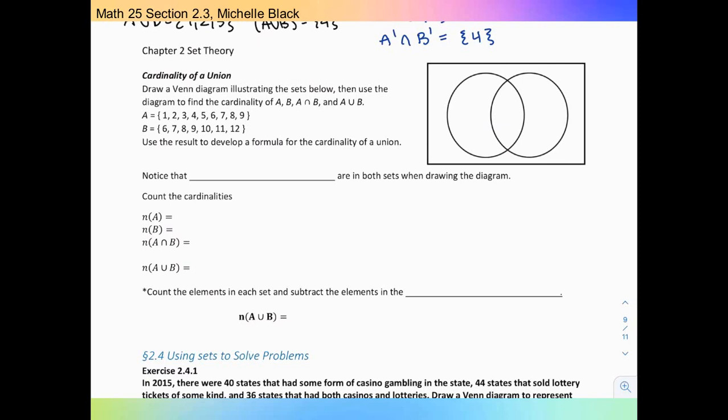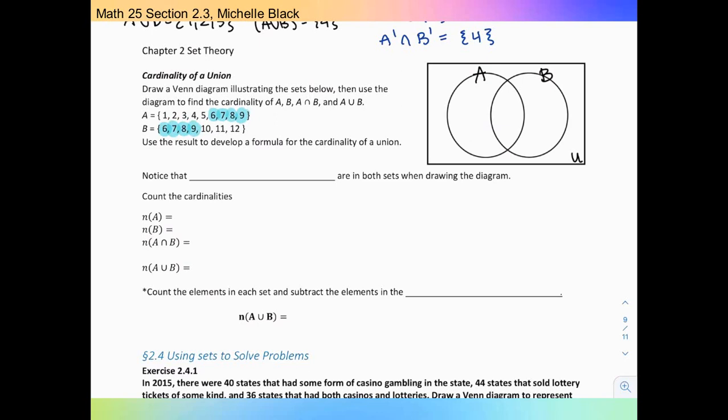So first thing you want to do is fill out this blank Venn diagram to match what elements are in these sets. So I'm going to call this top one A and this one on the right B. Remember, the whole thing is U. Inside set A, I have 1, 2, 3, 4, 5, 6, 7, 8, 9. And inside set B, I have 6, 7, 8, 9, 10, 11, 12. Some of these numbers are in both sets, like 6, 7, 8, and 9.